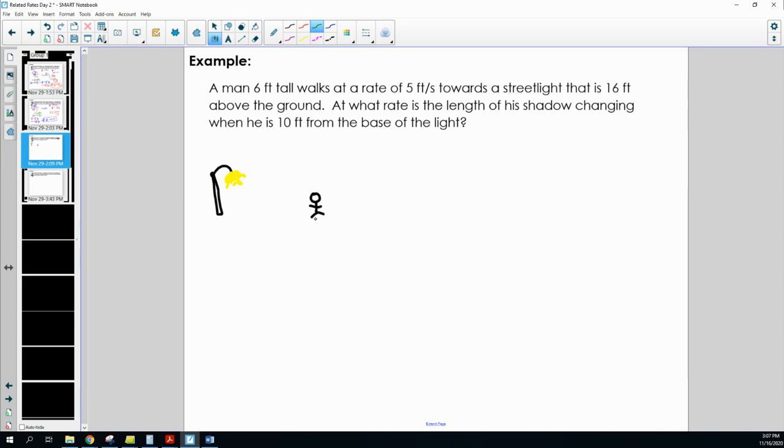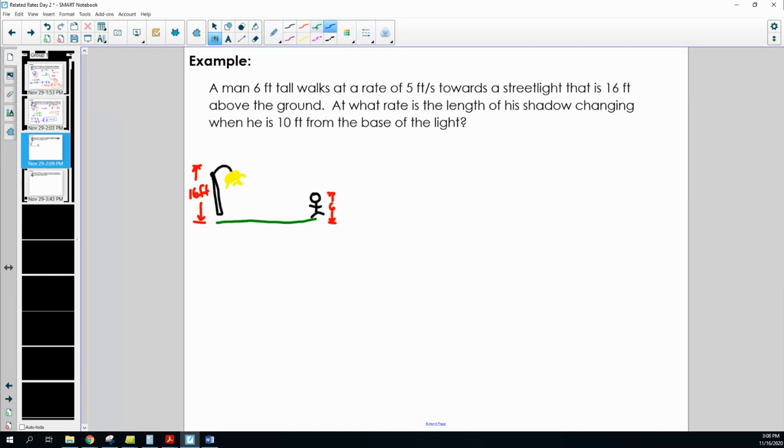So I'm going to pretend that's a straight line. He walks towards there. The street light is 16 feet off the ground, so I'm going to mark it here as being 16 feet. And the man is 6 feet. It's hard to read, sorry. So he's 6 feet. So at what rate is the length of his shadow changing when he is 10 feet from the base of the light? Okay, so we kind of have to think about how shadows work here.